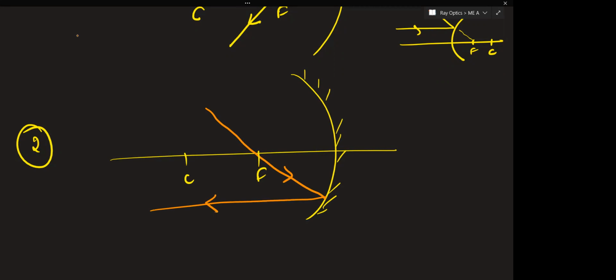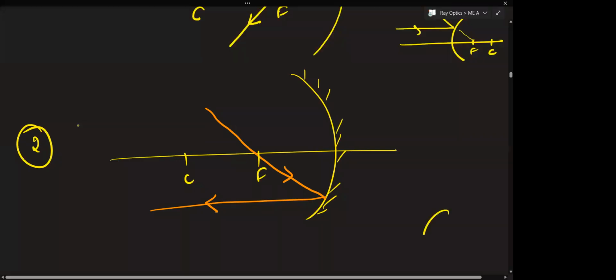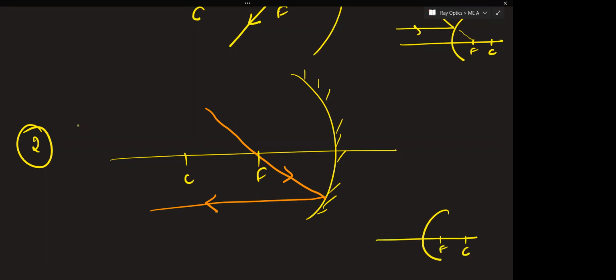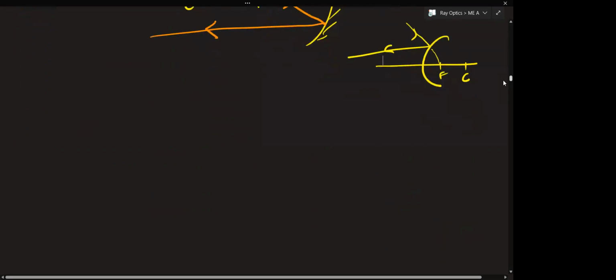Reverse will occur, even if it's a concave mirror or convex mirror. Concave, this will happen for convex. See, this is focus, this is center of curvature. If the light ray is passing through the focus, this will move parallel. Just the reverse of the first point. This is the second point.